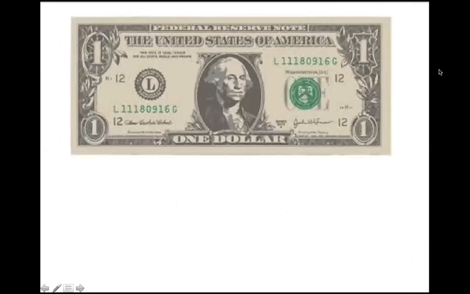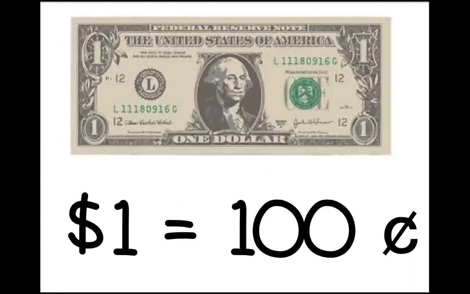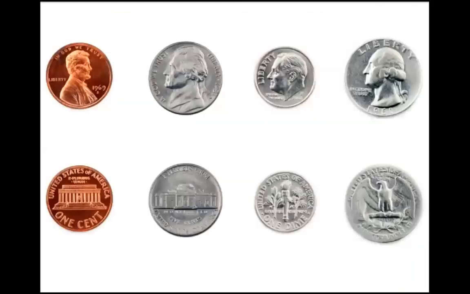So here's an example of a $1 bill. A $1 bill is the same value as 100 cents. Sometimes we will talk about $1 as a value of $1 and sometimes as a value of 100 cents. They have the same value. $1 is the same as having 100 cents. This is going to help us when we're adding to make a dollar.